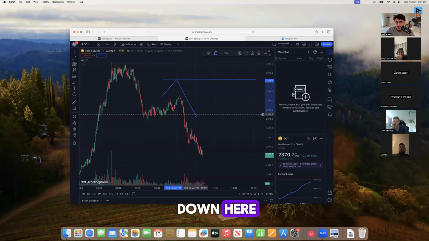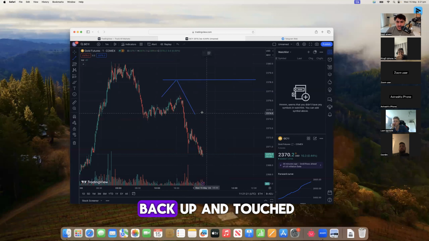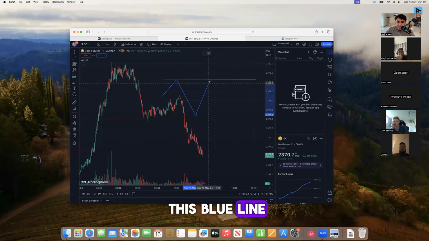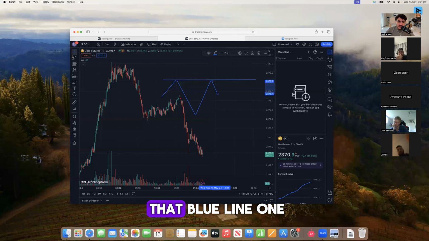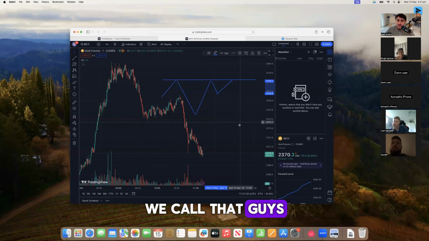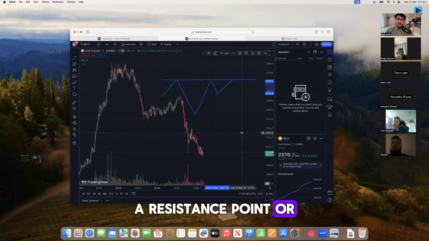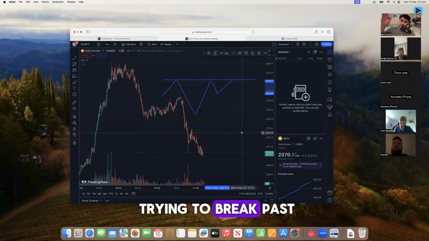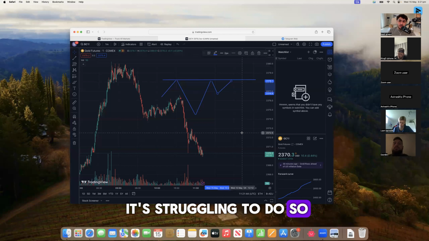Now the market's gone down here, and then again the market has gone back up and touched this blue line. And then one more time it's gone back down again, and then it's touched that blue line one more time. We call that, guys, a resistance point or a resistance area. Why? Because the market is trying to break past that price or that point, and it's struggling to do so.